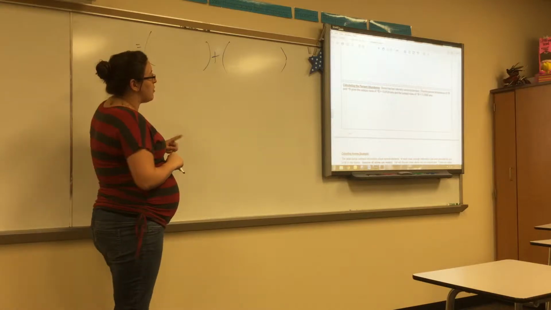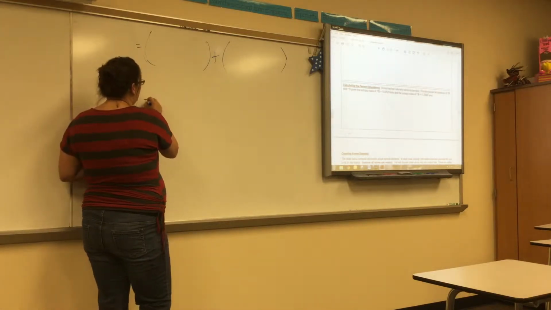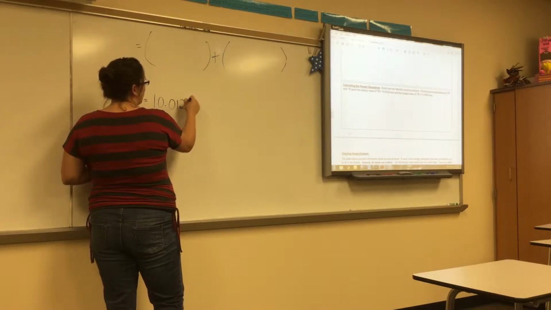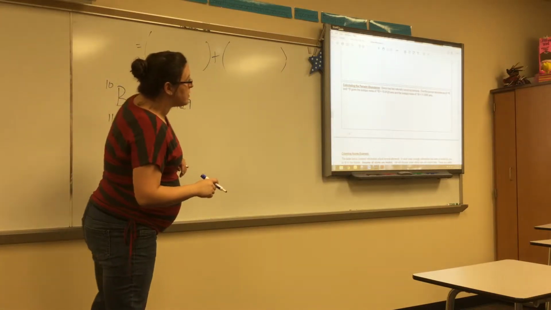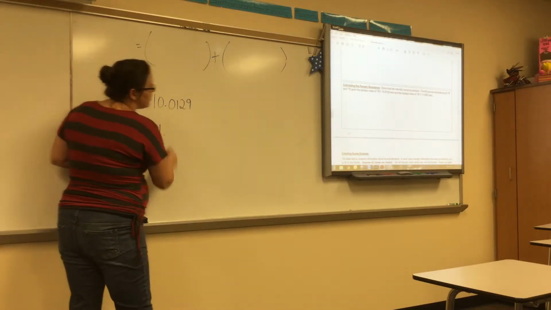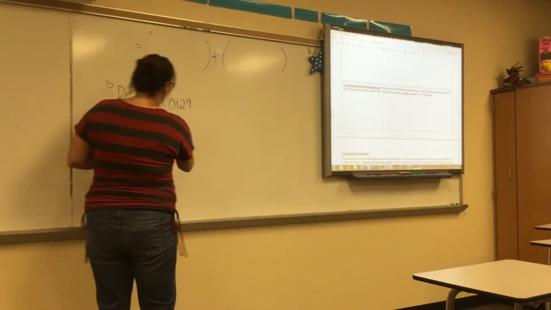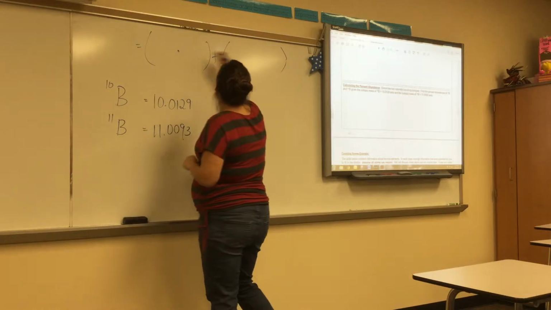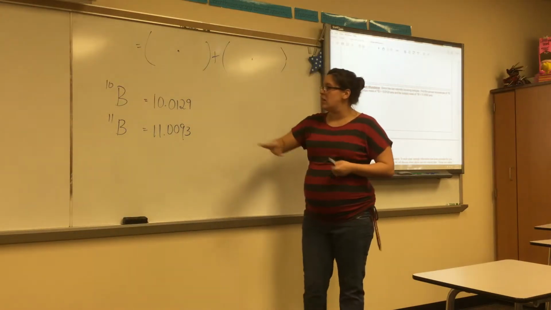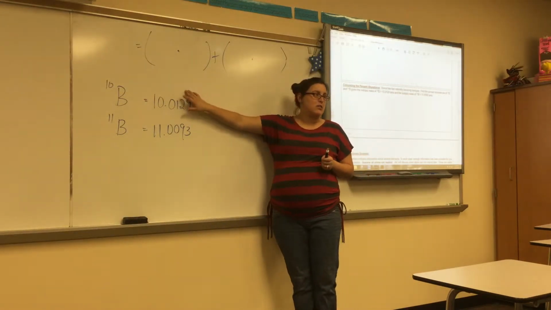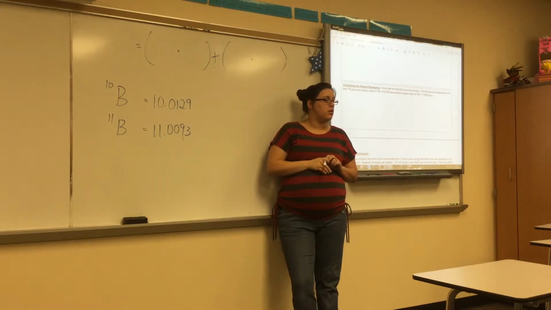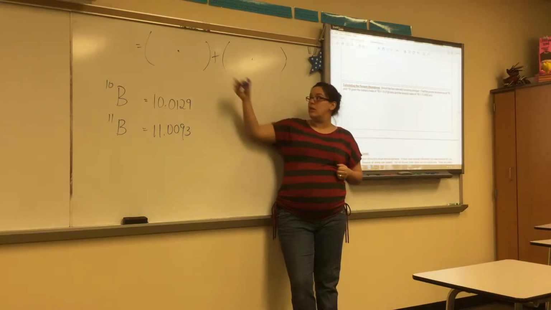Given the isotopic mass of boron 10 is 10.0129, the isotopic mass of boron 11 is 11.0093. Now, where would these numbers go in our formula? If these are the isotopic masses, where can we at least put those in? In the parentheses, right?